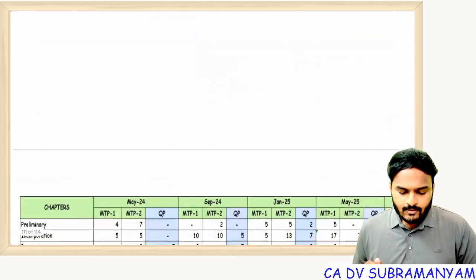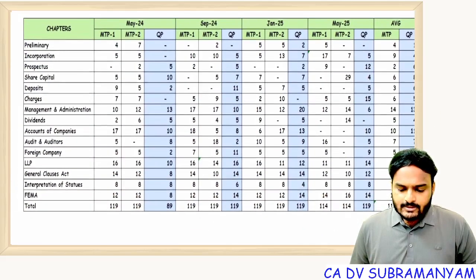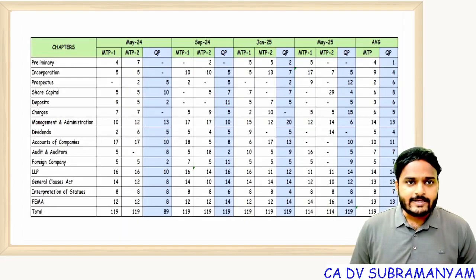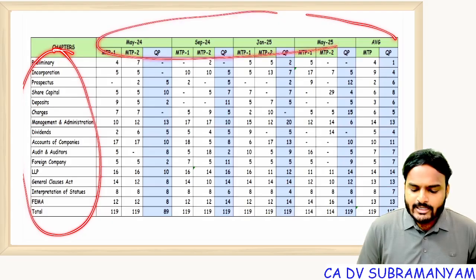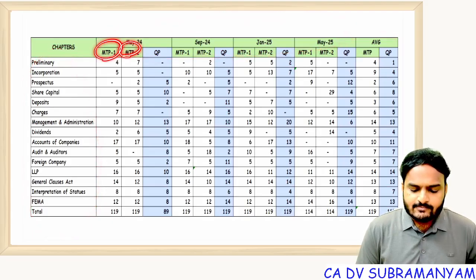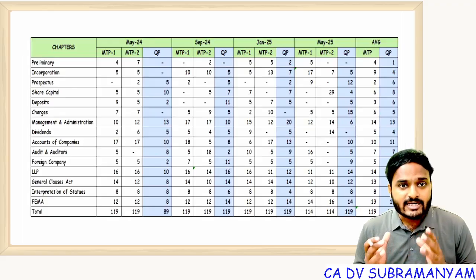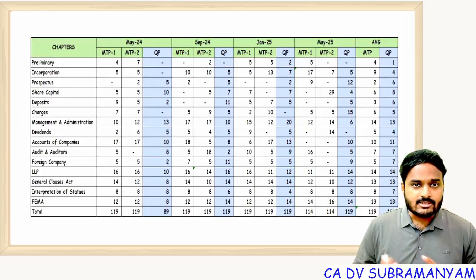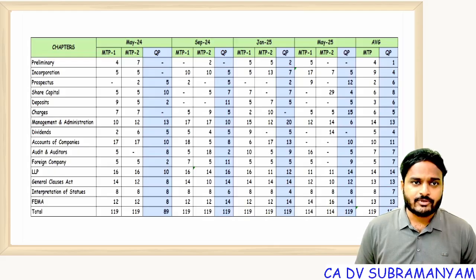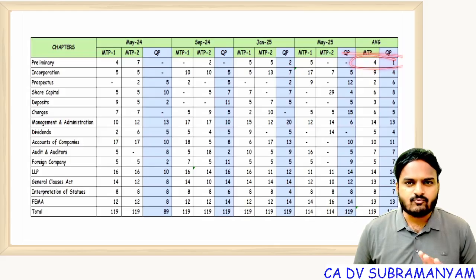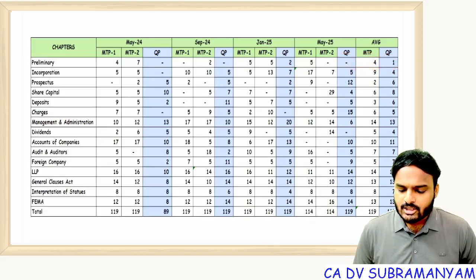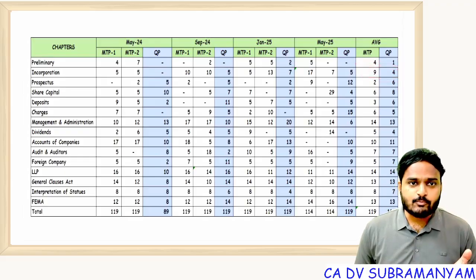Now just observe the screen. All the 15 chapters, and from the last 4 attempts, MTPs and question papers, how many marks we are getting. I prepared a summary table. Here you can observe, I'll go with averages. From the preliminary chapter, the average weightage is 1 to 4 marks. Incorporation, 4 marks from the question papers' point of view.